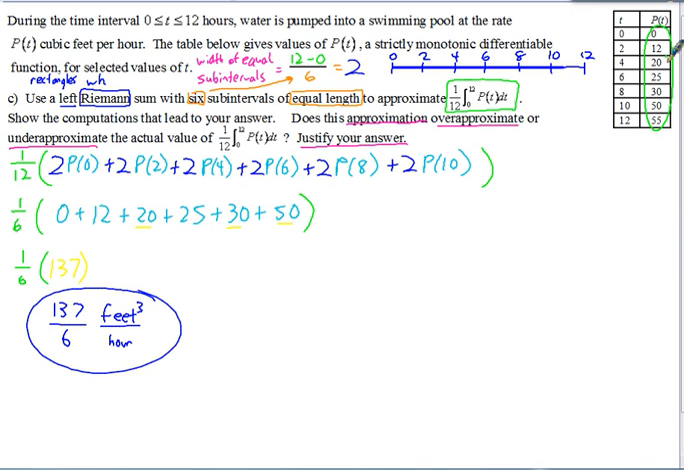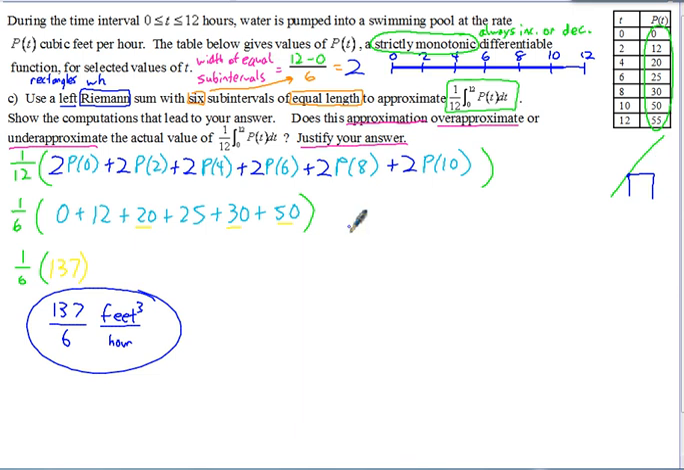Well, we normally wouldn't, except for one key phrase that says the function is strictly monotonic. Remember what that means is it's either always increasing or always decreasing. In this case, it's always increasing. So if you draw a graph, even if you just draw a straight line, it's always increasing like that. And using a left Riemann sum, you can see that's going to underestimate.